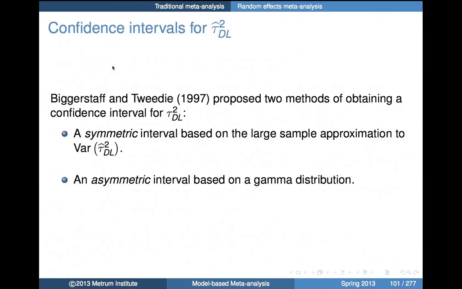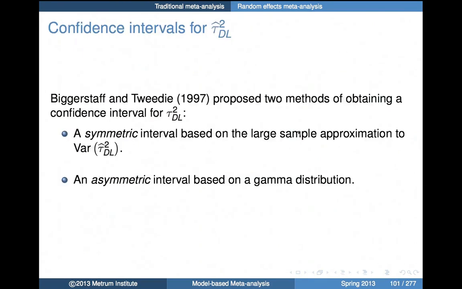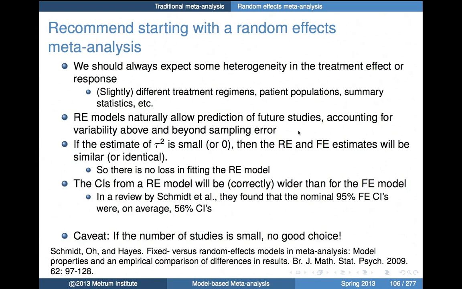Just to show that real quickly, if we come back here to our random effects estimator, if the estimate of tau squared is in fact equal to 0, then the random effects weights simply are 1 over the s_i squared, which are exactly the same as the fixed effects estimator weights. So if tau squared is equal to 0, the random effects estimator becomes the fixed effects estimator. If tau squared is small relative to the s_i squareds, then you get something that's essentially the same or very close to the fixed effects estimator. So there's really no benefit to doing that fixed effects approach.